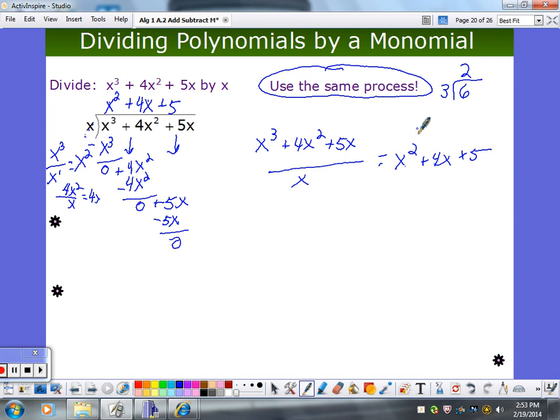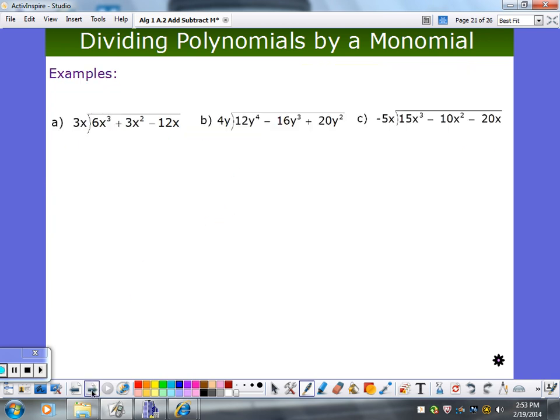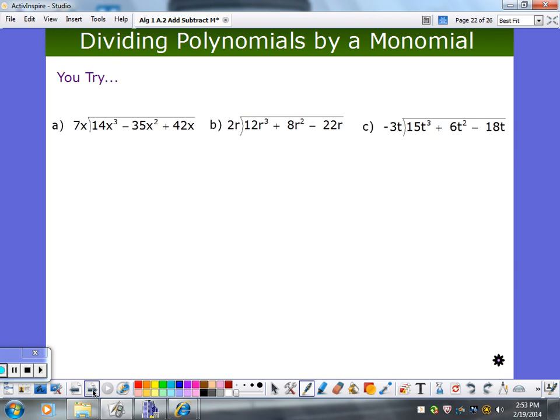How do I know that's right? 2 times 2 times 3, yes. So if you want to check, you take this and you multiply by that, and you hope that you get your original dividend. So x cubed plus 4x squared plus 5x, they match. So you can check them by multiplying back. Alrighty. I'm going to leave this for a moment because I think you get that.